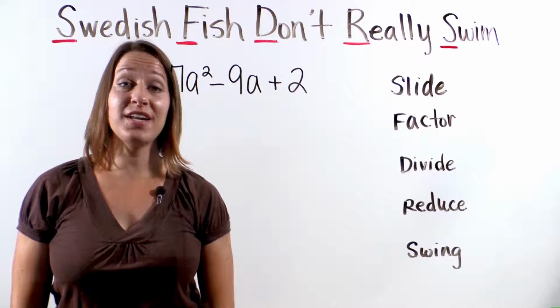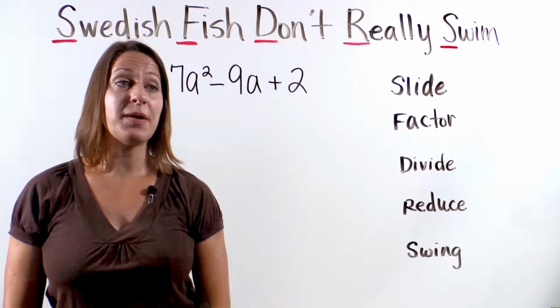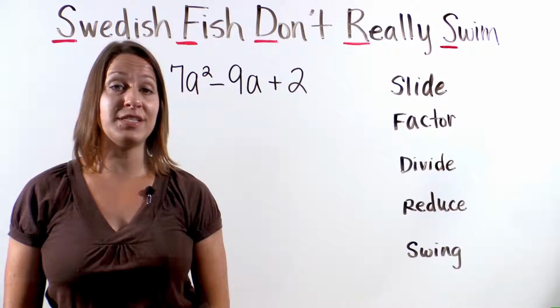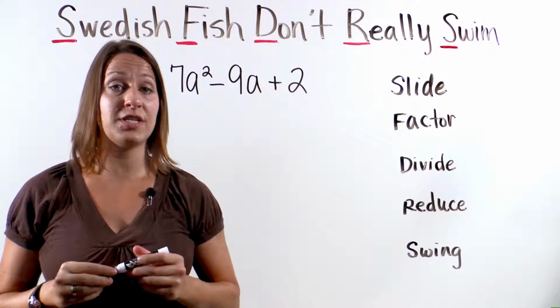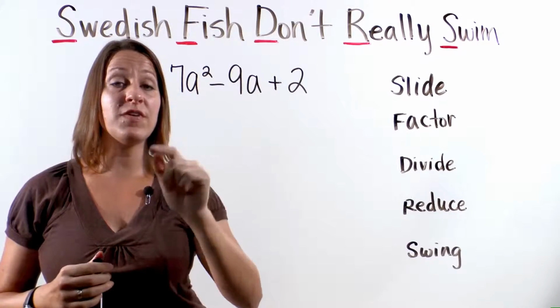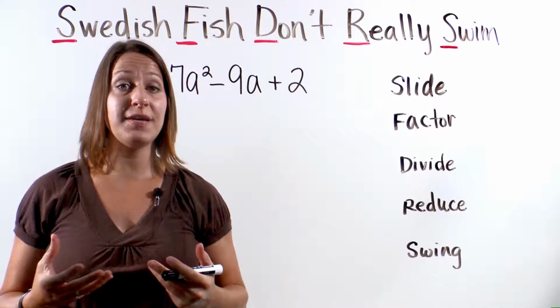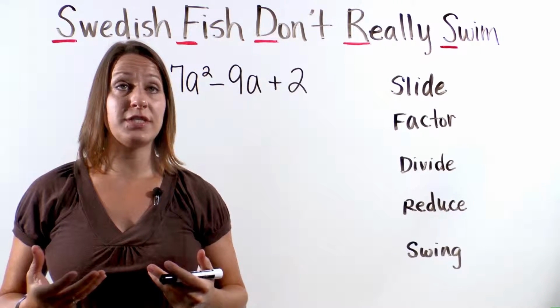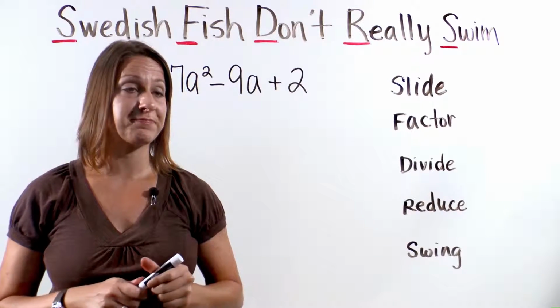All right, let's try another example. Let's factor 7a squared minus 9a plus 2. Now, because this has a leading coefficient that's greater than 1, it can be very tricky to factor this one. So we're going to use the same method that I taught for the first example. We're going to follow Swedish fish don't really swim.